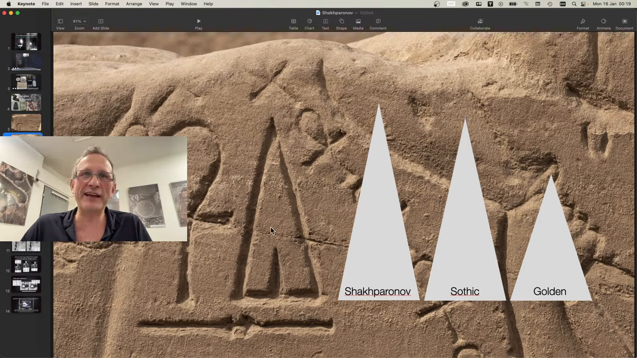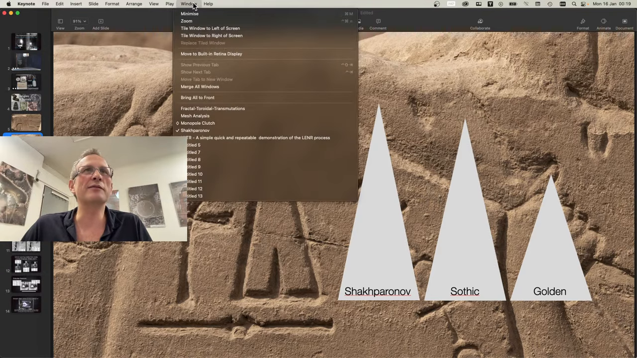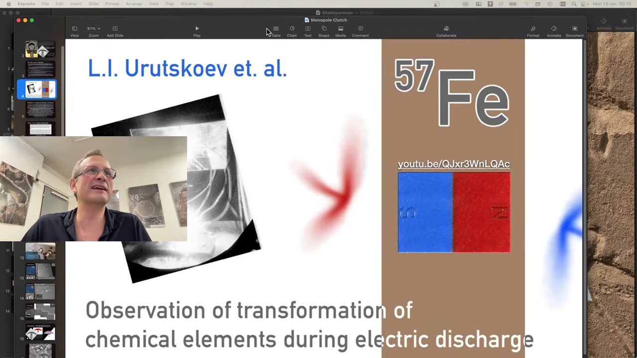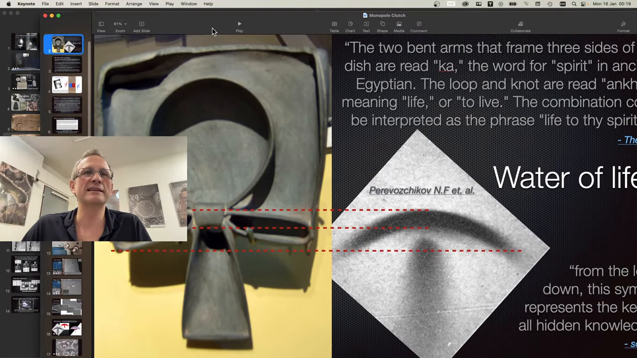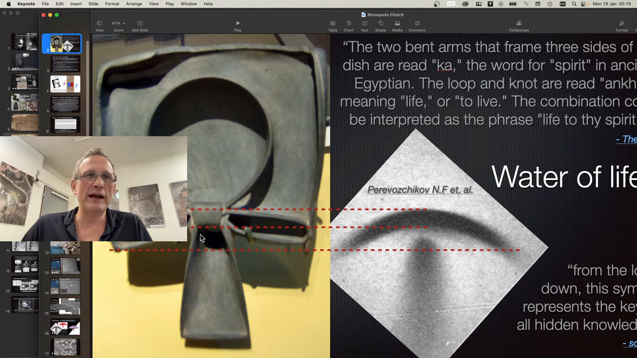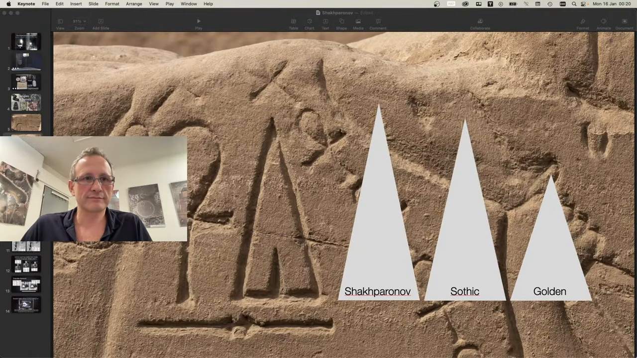And the Sothic ratio here is the thing that's coming out of this base here, as I was saying with the monopole clutch here. Okay, the monopole clutch here. So somewhere up here is the central point here, the focal point of the magnetic core of the exotic vacuum object. Okay.